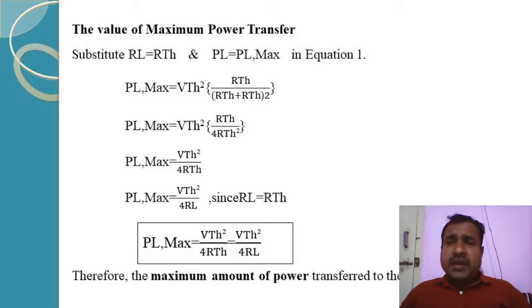Now here in the fraction part, the numerator is RTH and the denominator is 2RTH, so (2RTH) squared will become 4RTH squared. So one RTH and the square will get cancelled, so we just remain with 1 by 4RTH. So PL max is equal to VTH squared divided by 4RTH. Since RL is equal to RTH, you can also write PL max is equal to VTH squared divided by 4RL. So that is the amount of maximum power transferred to the load. So here we got two things: one is the condition for maximum power transfer, RL is equal to RTH, and the maximum value of that power is VTH squared by 4RL or 4RTH.